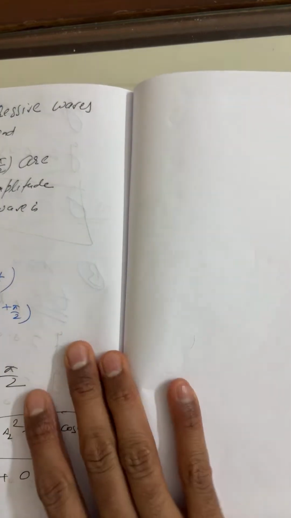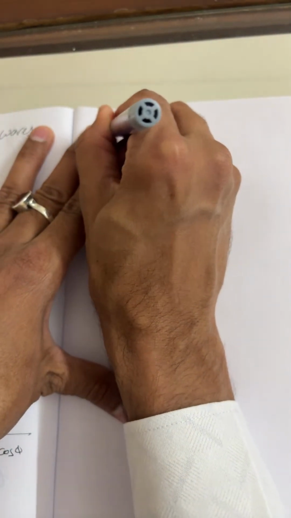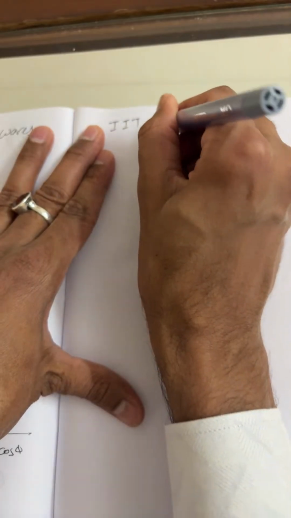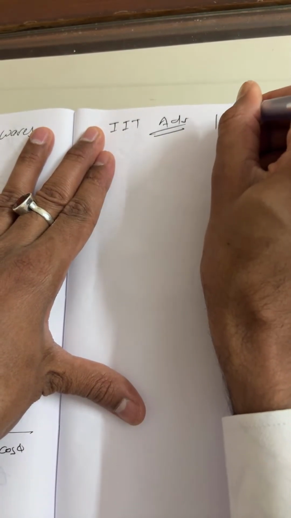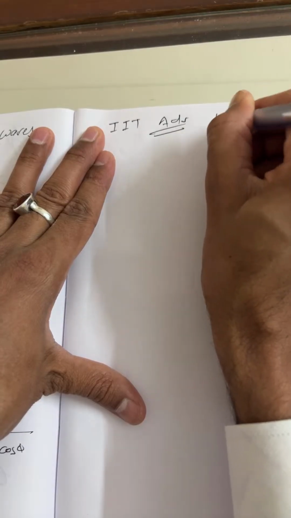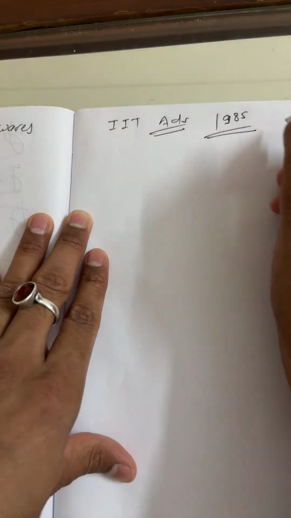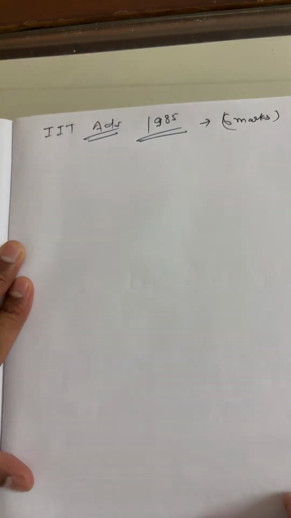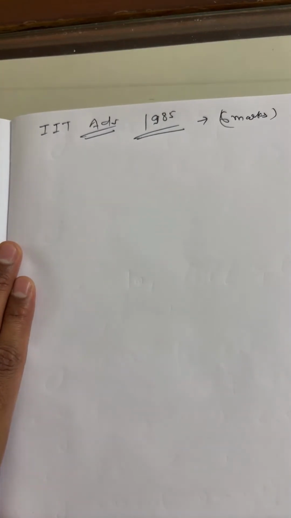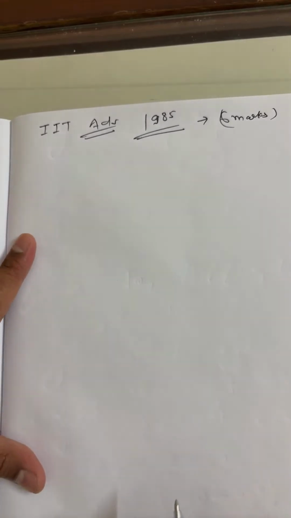Yes beta, IIT Advanced. The next question is IIT Advanced 1985. They asked this question for 6 marks. So what's the question here?